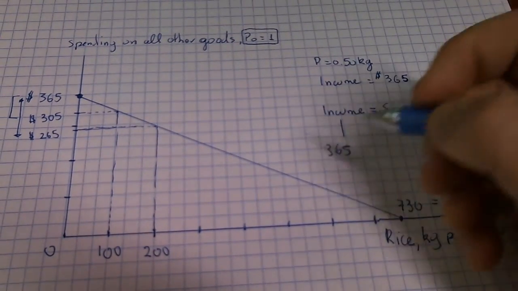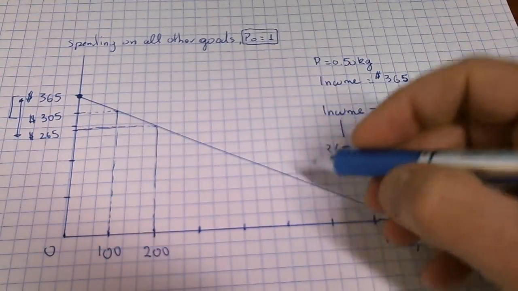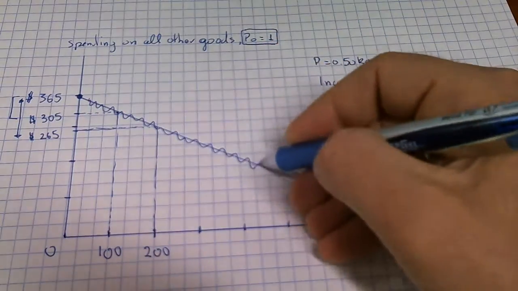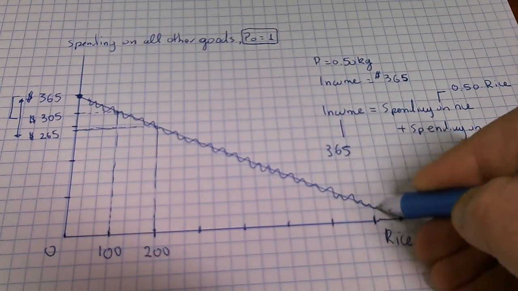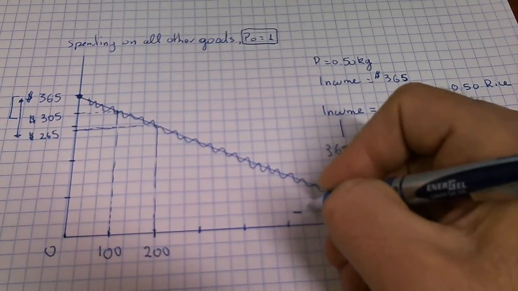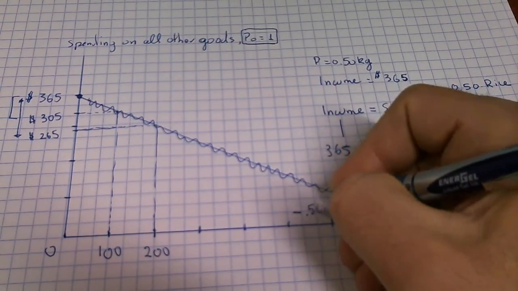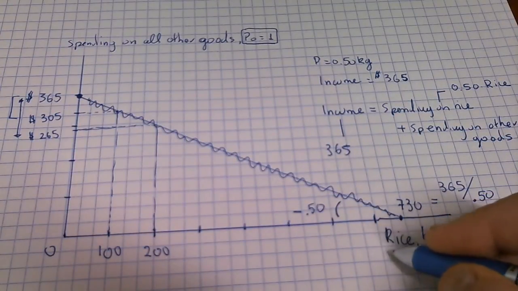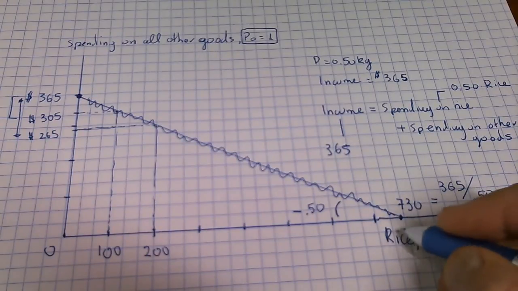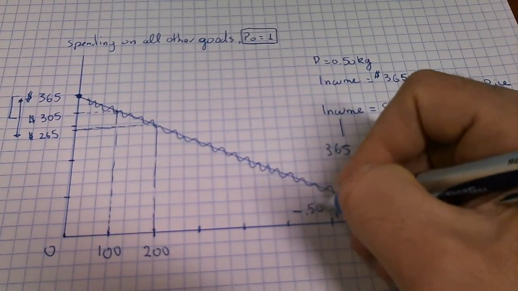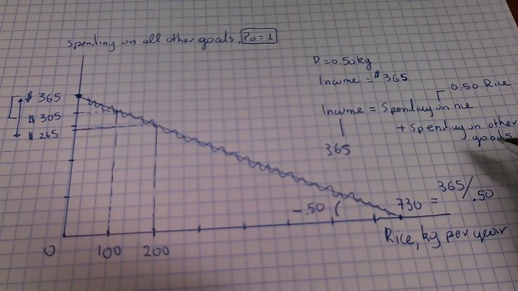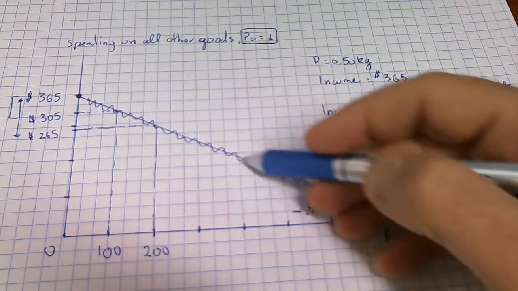Okay, or he can do any other combination. And if you combine all of them, you get a linear line which has a slope of minus 0.5, or 50 cents. In other words, if I increase my consumption of rice by 1 kilogram, I give up 50 cents in terms of spending on all other goods. I have to, right? Along the budget line.